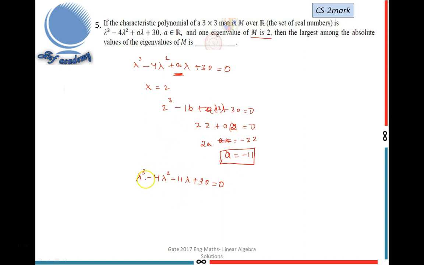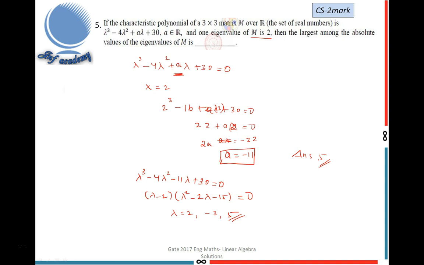So 2 is also an eigenvalue, so we can write lambda minus 2 into the remaining quadratic equation, lambda square minus 2 lambda minus 15 equal to 0. Solving this, we get minus 3 and 5. So, the largest among the absolute values of the eigenvalues of M is 5. The final answer is 5.